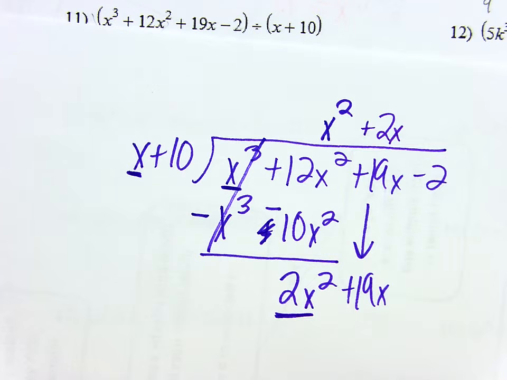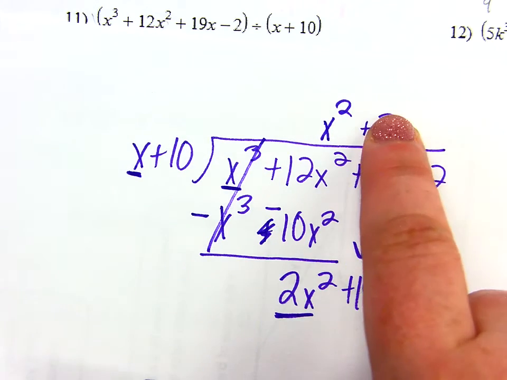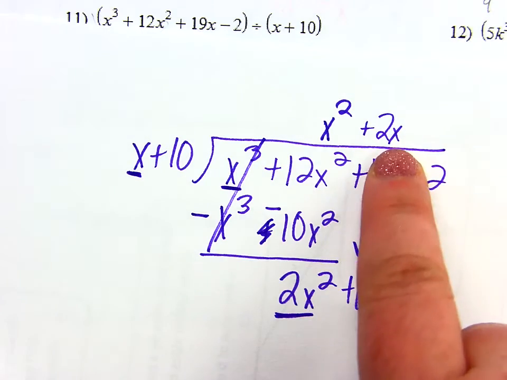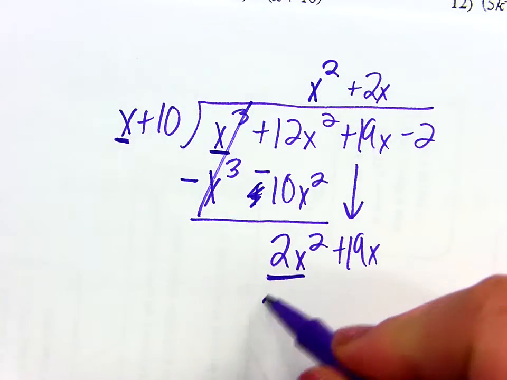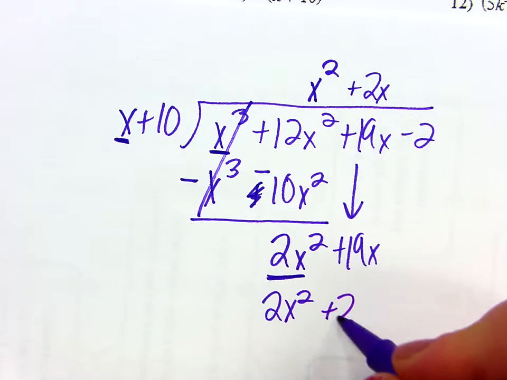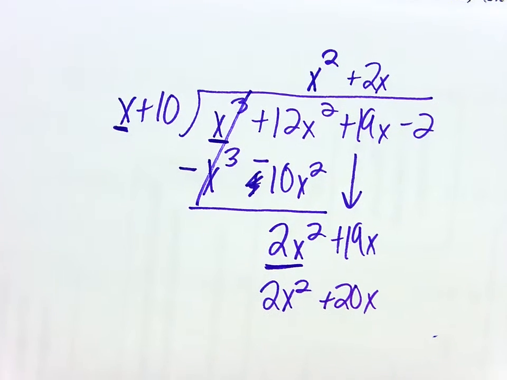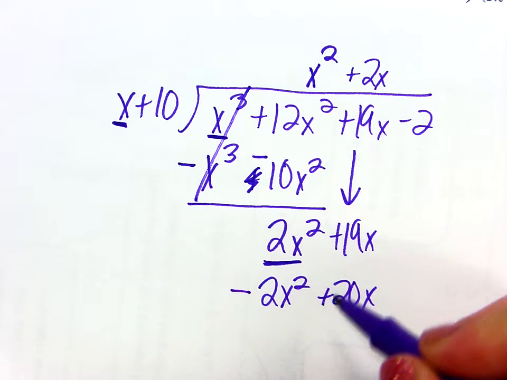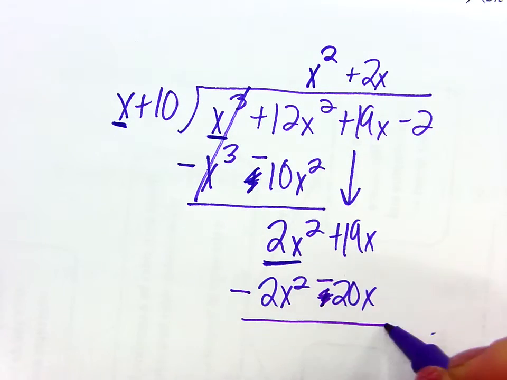You follow? Now, once you do a couple, you'll fall back right into the routine. Once you have the number at the top, you multiply by what's out in front, write it down underneath. So 2x times x is 2x squared. 2x times 10 is 20x. But then what do you do? You minus that whole thing. So now it's a minus 2x squared and a minus 20x.